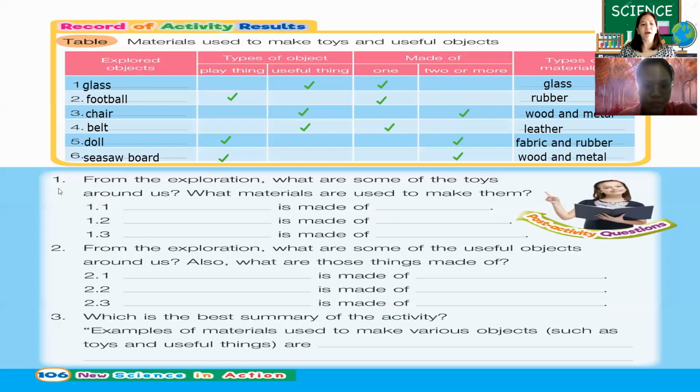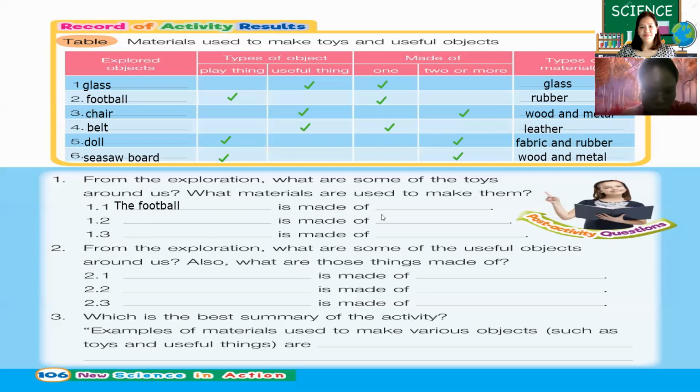Let's answer the second part. From the exploration, what are some of the toys around us? What materials are used to make them? Number 1, the football is made of rubber. And then we have number 2, a doll is made of fabric and rubber.